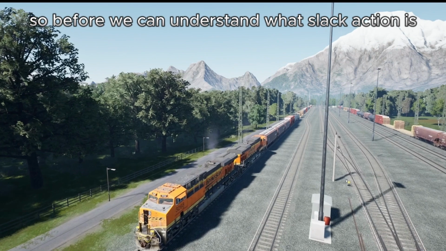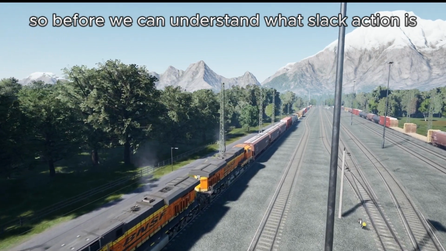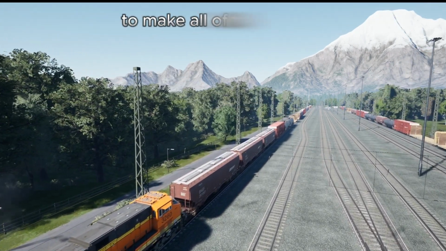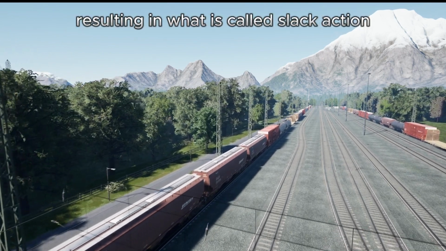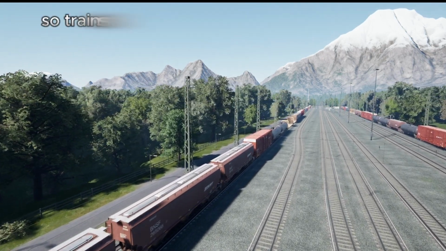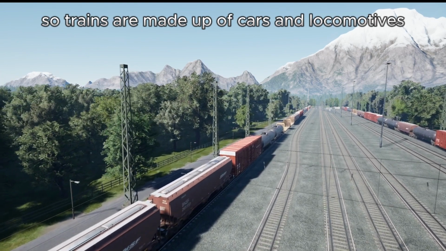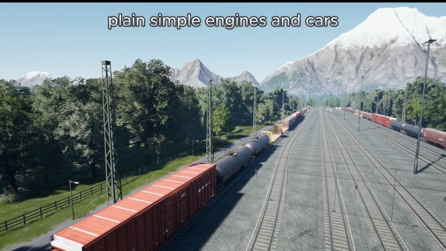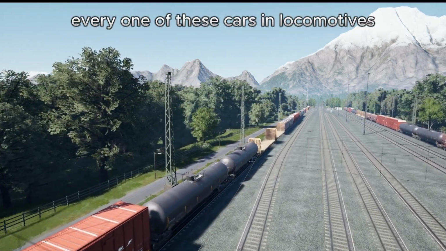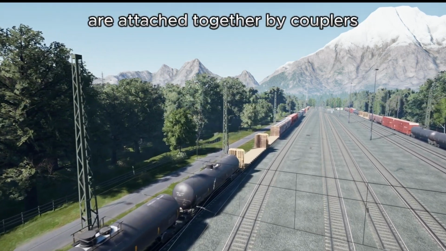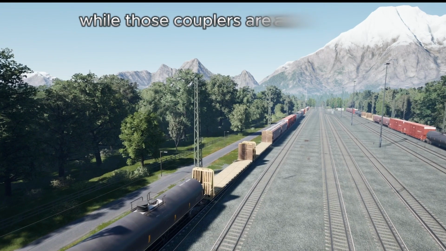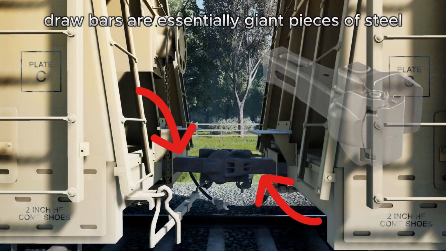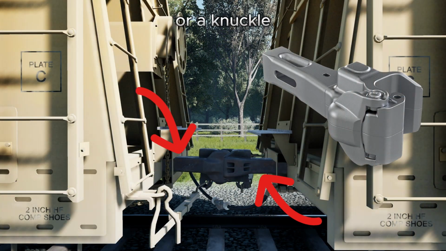So before we can understand what slack action is, we need to understand the components of the train and the cars that come into play to make all of this happen, resulting in what is called slack action. Trains are made up of cars and locomotives. Put them all together and you've got trains. Plain and simple. Engines and cars. Every one of these cars and locomotives are attached together by couplers. Those couplers are attached to what's called a drawbar. Drawbars are essentially giant pieces of steel with a coupler or a knuckle on the end of it.